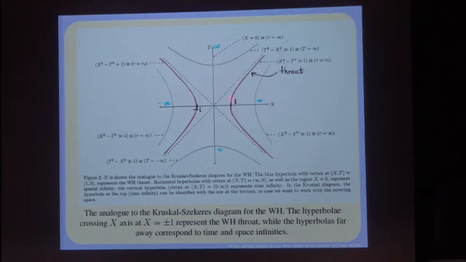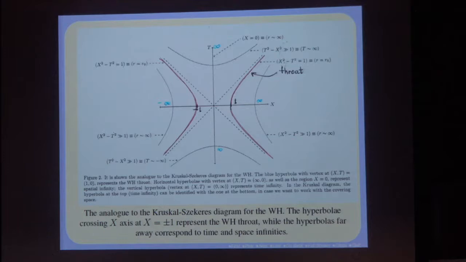This is the coordinates X and T. So in these coordinates, the red hyperbola is the throat. This other hyperbola, imagine it is at infinity. I draw it here, but it is really at infinity. And this is time infinity. This is also time infinity. And we have in here the extended space-time.